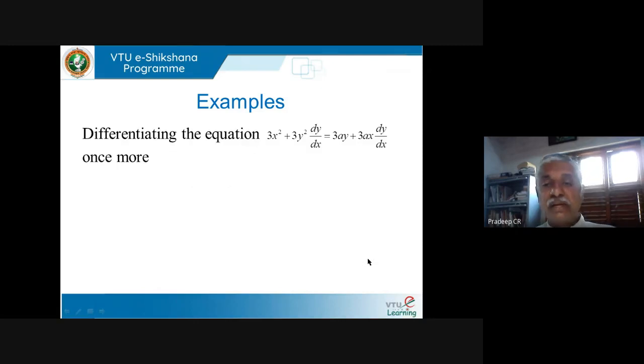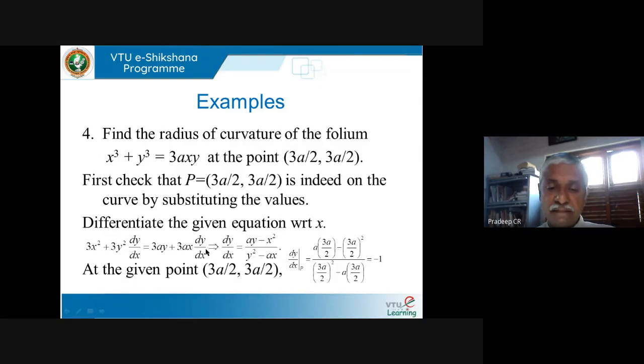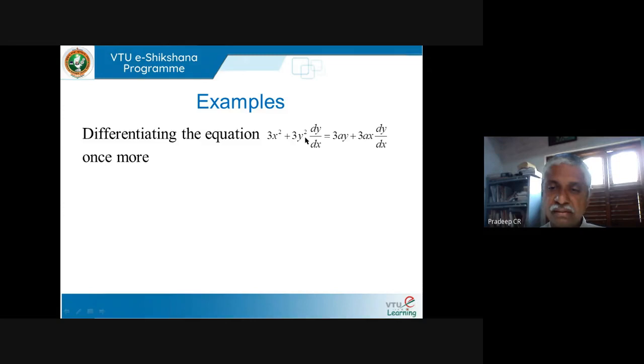Similarly, differentiate, I want d square y by dx square. So what I will do is I'll differentiate this once more with respect to x. Which equation should I differentiate? This equation, I will differentiate with respect to x. Then I'll get 6x plus 6y dy by dx plus 3y square d square y by dx square. So that's what I get here.